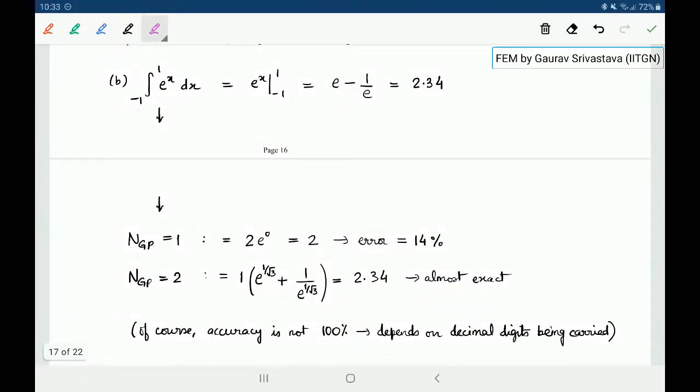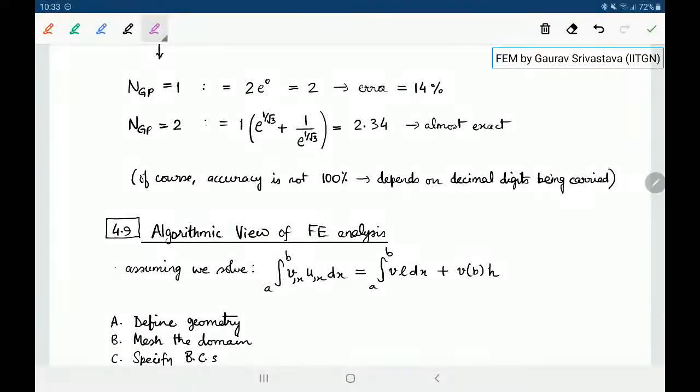We can look at one more example. Let's say e to the power of x, again integrated from minus 1 to 1. The exact integration is e minus 1 by e, which comes out to 2.34. Now the one Gauss point case is 2 times e to the power 0, where the error comes out to be 14%, and the two Gauss point case gives 2.34, which looks exact. But of course, e being a transcendental function, I have truncated it at 2 decimal points, and hence it looks almost exact, but in reality it is not. But of course the accuracy is much better than 14% in this case.